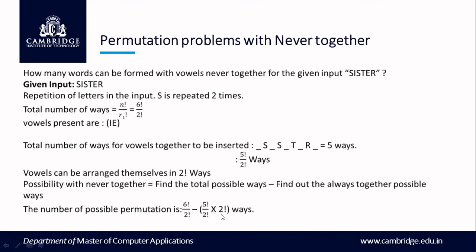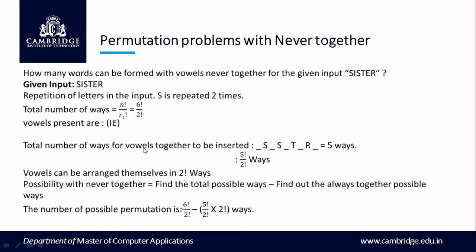Let us take one more example, never together. So how many words can be formed with vowels never together for the given input system? Here the given input is 1, 2, 3, 4, 5, 6 letters. So my n factorial is 6 factorial. But there is a repetition of letter S and S, 2 times it is occurring. So 6 factorial divided by 2 factorial. Here there are totally 2 vowels present, that is I, E.